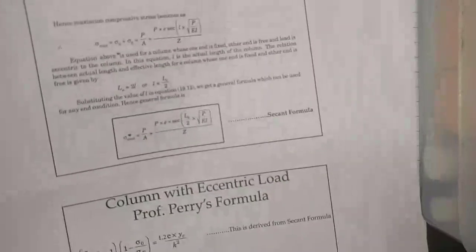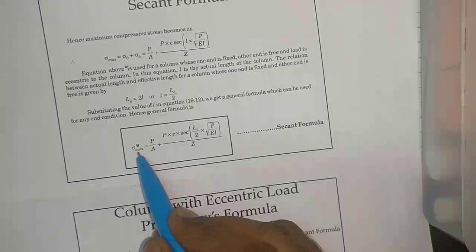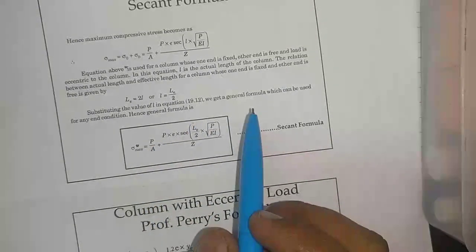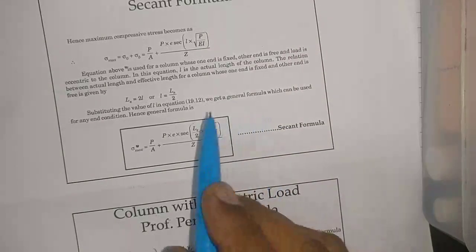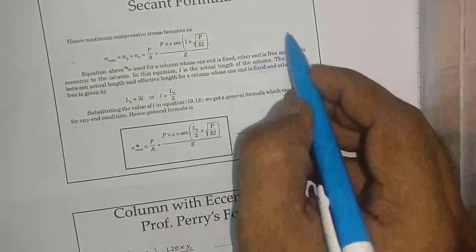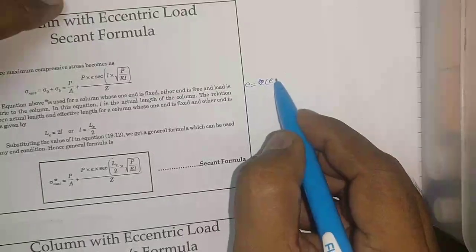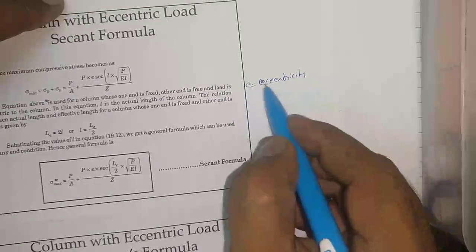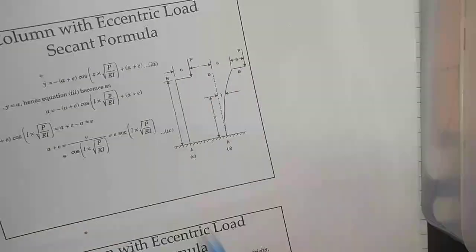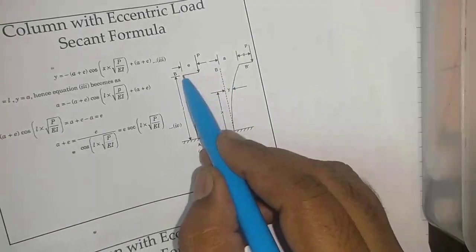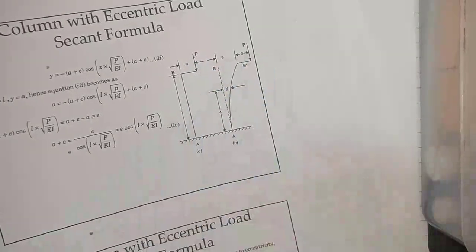I'll show you here. You will be asked to find out the maximum stress in the columns using the secant formula. The secant formula is used when your E value is given. What is E? E is the eccentricity. Eccentricity means your force is applied with some eccentricity. So in this formula, your P and E, both will be given to you.